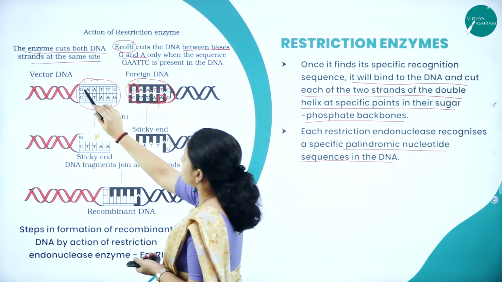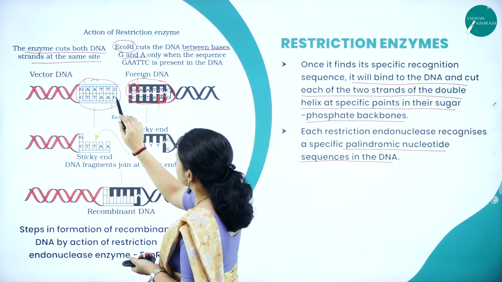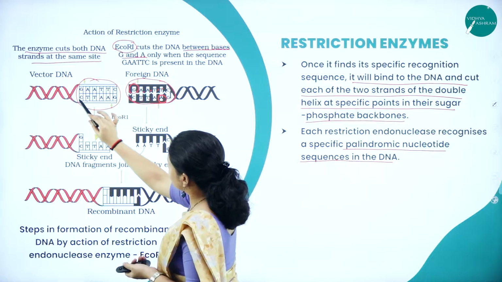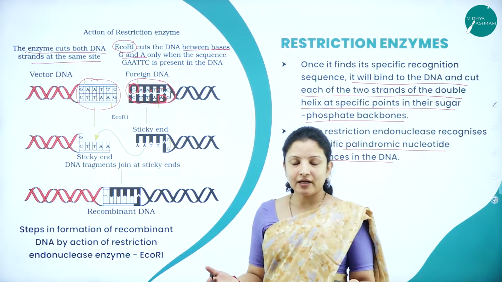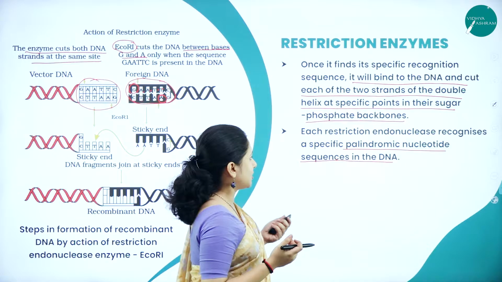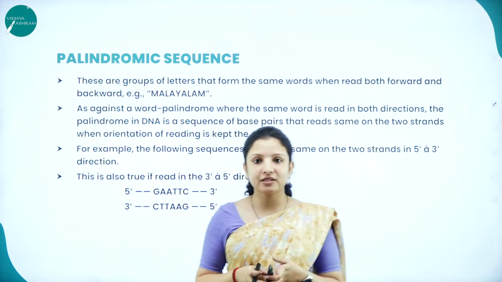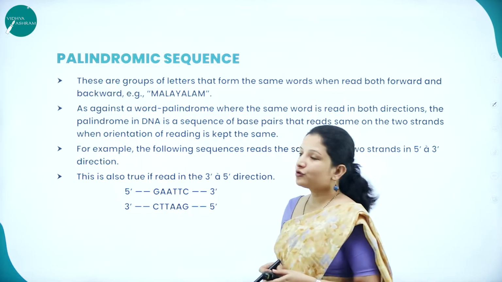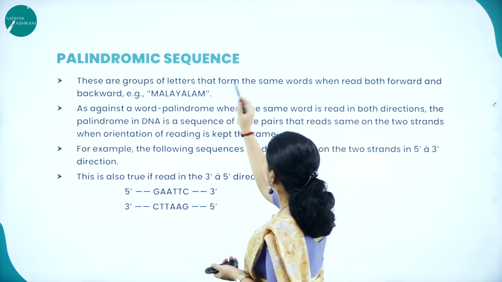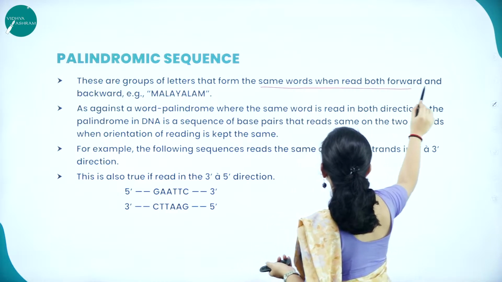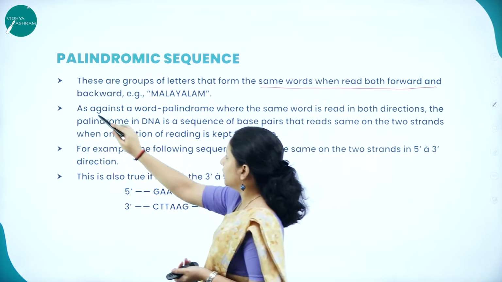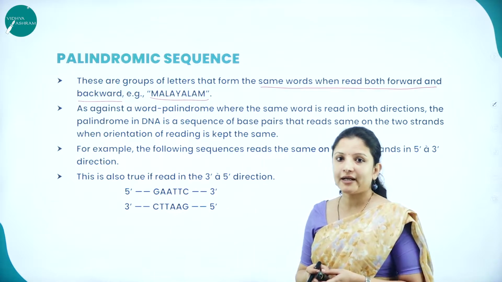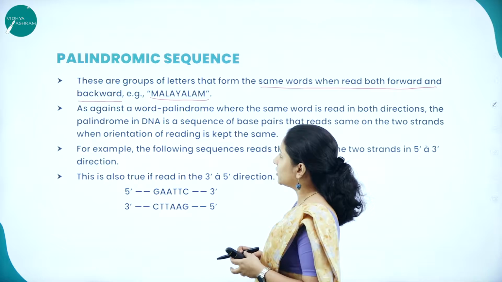So here also, GAATTC. I am reading it from this side, and from this side it is the same, right? Therefore it is called a palindromic sequence. We'll study palindromic sequences in an easy way so that you will understand what it is. These are groups of letters that form the same words when read both forward and backward. For example, Malayalam. Malayalam is a word, right? It is a language. It's a word here.